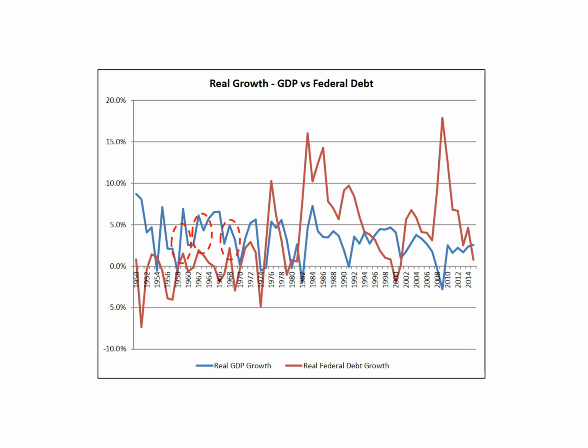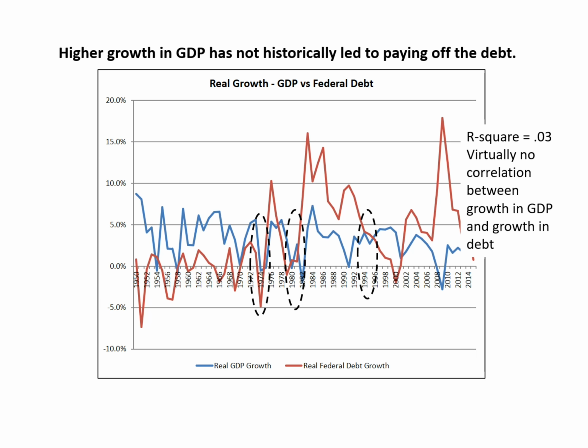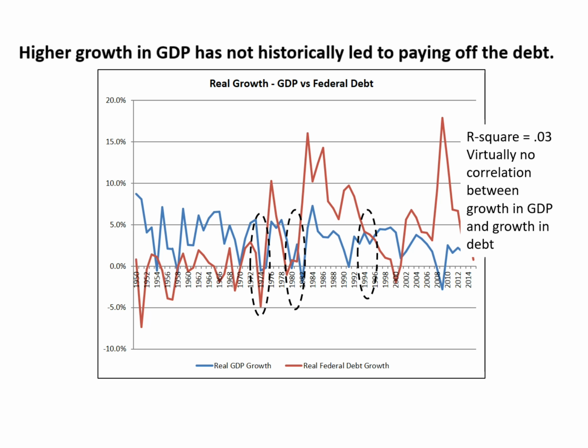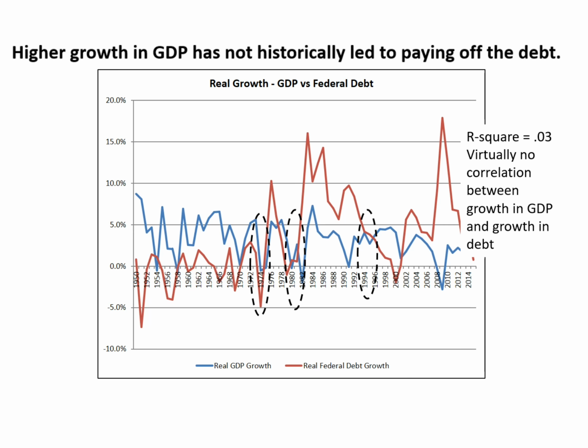We see many years where higher growth in GDP was accompanied by higher growth in debt. We also see years where a drop in GDP corresponds to lower growth in debt. A simple regression analysis, which shows statistical correlation, confirms what we see visually. There is no correlation between growth in GDP and the growth in debt. History shows that higher growth in GDP has not led to reducing the national debt.